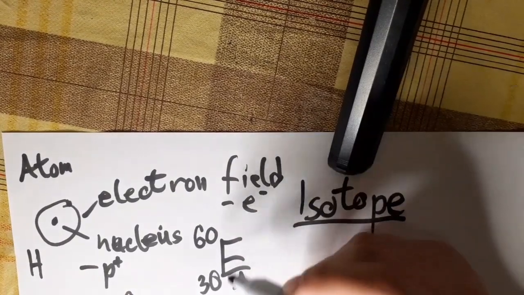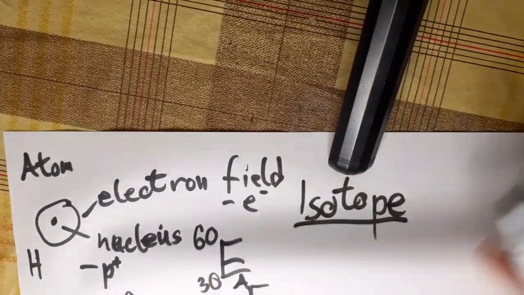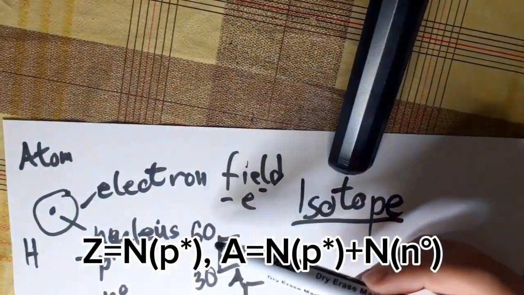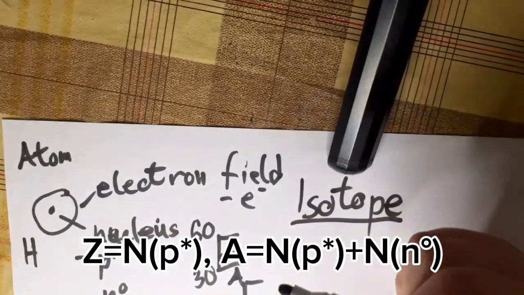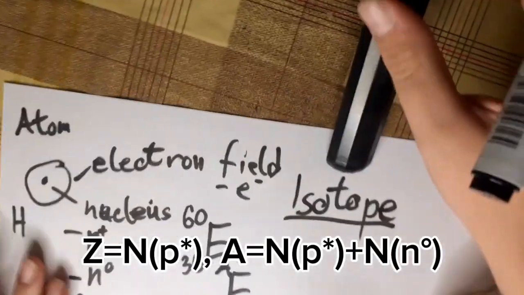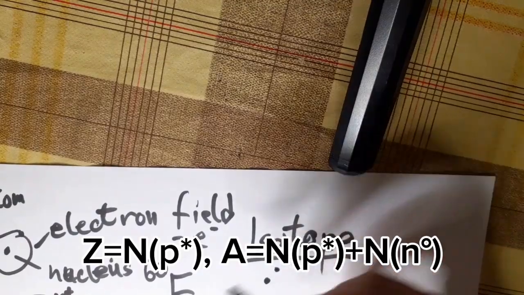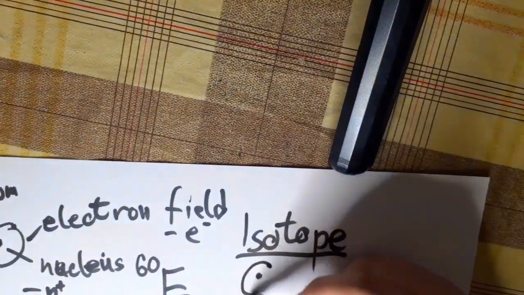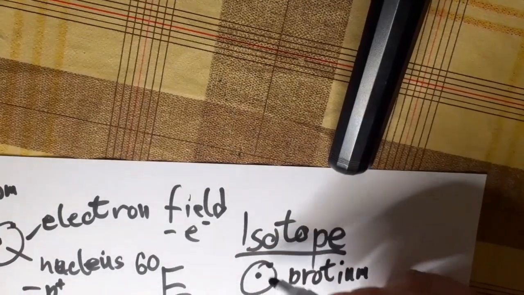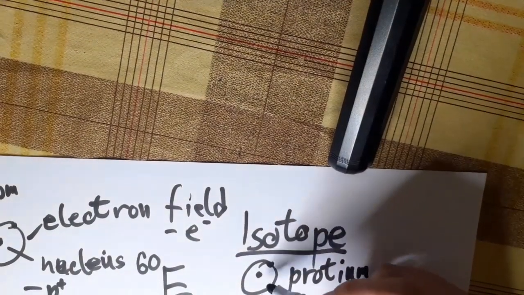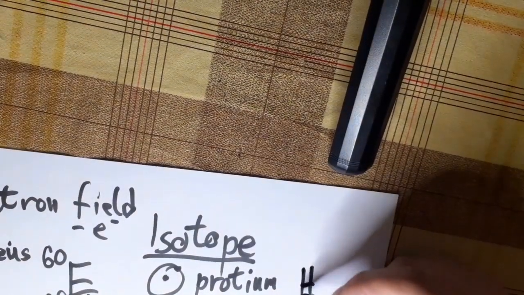So, the atomic number is equal to the number of protons in the nucleus, and the atomic mass is equal to the number of protons plus the number of neutrons in the nucleus. So if we have an isotope of hydrogen that we drew over here, that's called protium. It has one electron, one proton, and 0 neutrons, so it's H11.